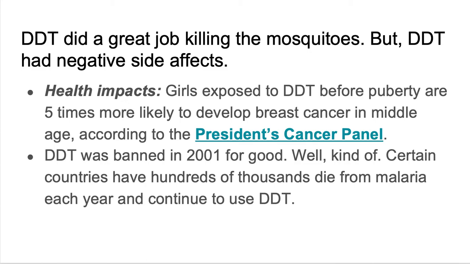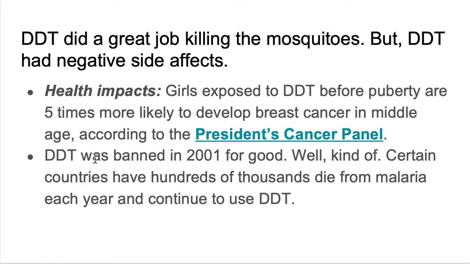So there's also additional negative side effects. Now, this is something that they didn't realize until much later. So women exposed to DDT before puberty were 5 times more likely to develop breast cancer. If you remember what cancer is, uncontrolled cell division. So if you remember from the mitosis unit, cells divide. But with cancer, cells don't stop dividing. They divide so much that it's an issue.